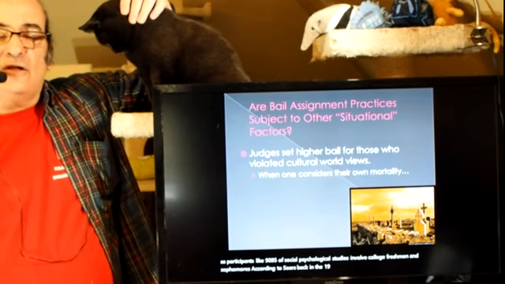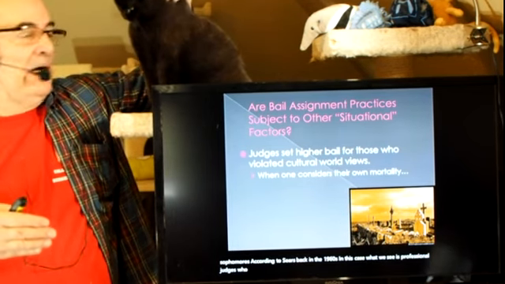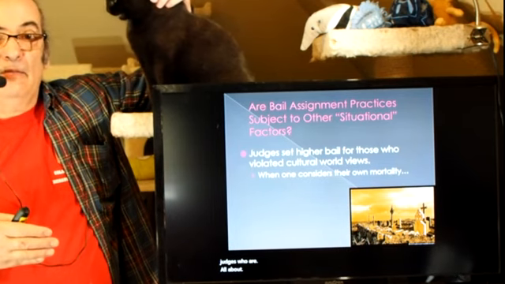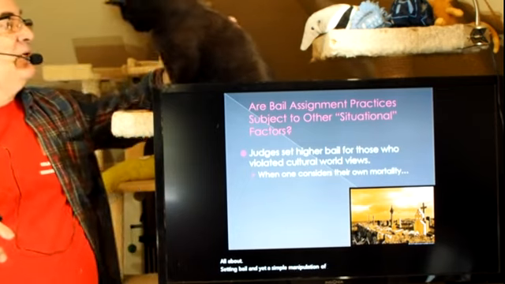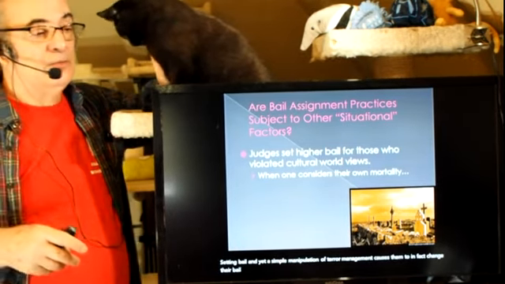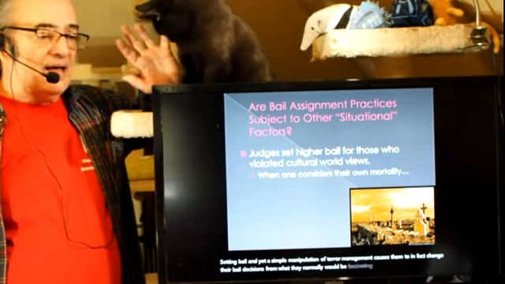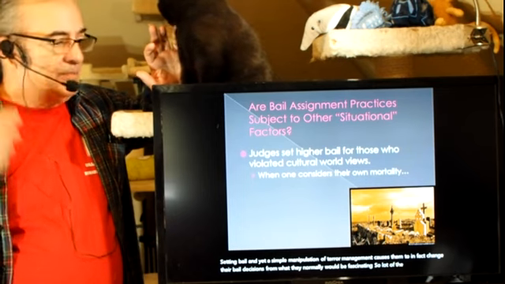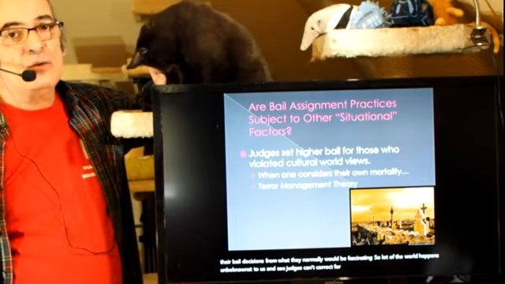In this case, what we see is professional judges who are all about setting bail. And yet a simple manipulation of terror management causes them to change their bail decisions from what they normally would be. Fascinating, right? So a lot of the world happens unbeknownst to us. And see, judges can't correct for this potential mistake because they're not aware it happened.